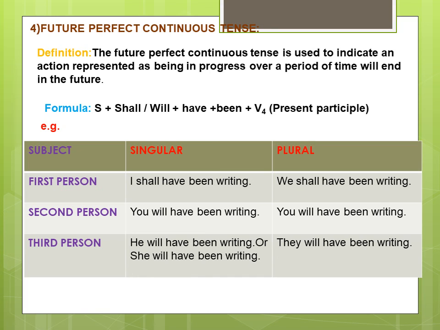See, they will have been writing. Here they is the subject, plural form. They subject will have been. After they we write will, and then we write have been, and then we write writing. Writing is the present participle form of the verb.